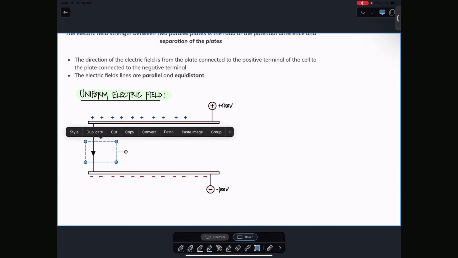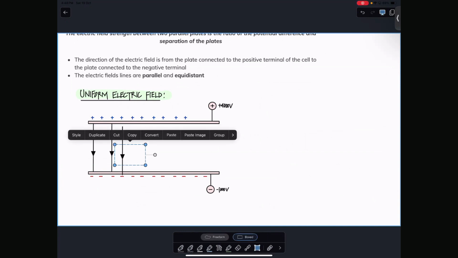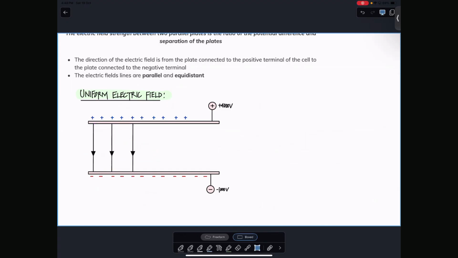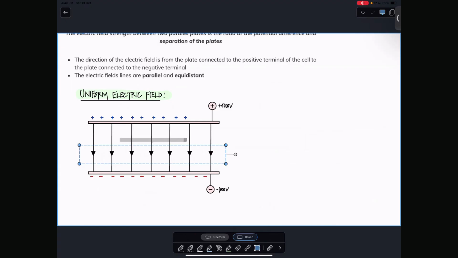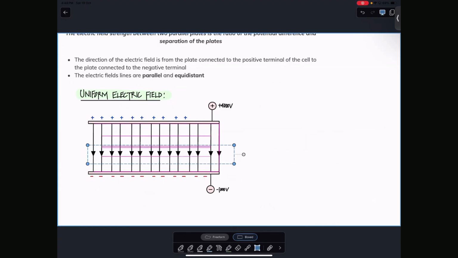Now, what does it mean if my lines look like this? Do you see how the lines are separated? What does it mean? This versus that. How do they differ?